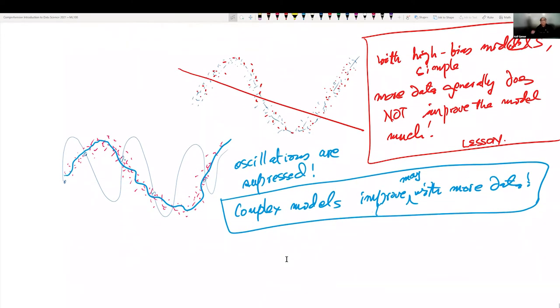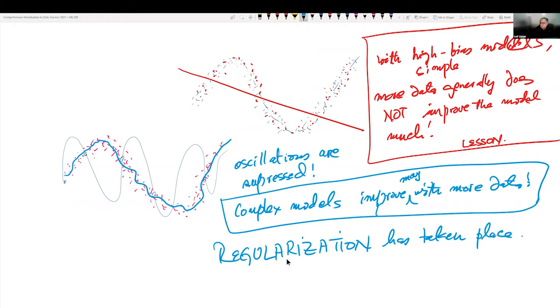So what has happened is that your model is better fitting the data and it is closer to what your intuition tells you it should be. There is a term for this: regularization has taken place. Right? You say that those oscillations are rather irregular, or not nice. Now things look more regular, or better, when you throw in more data.